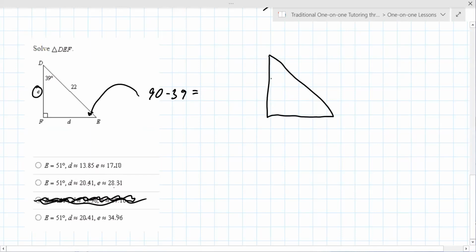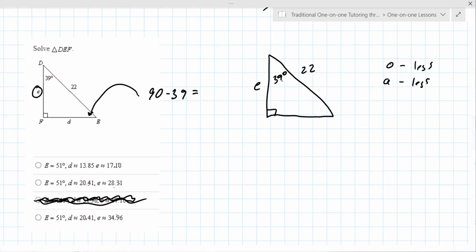So I'm going to just redraw it here. 39 degrees, E, and 22. So again, O and A, they're legs. So is E an O or is it an A? Is it opposite or is it adjacent to this angle? Adjacent. It is adjacent. Yeah, it's next to. The 22 is the hypotenuse.